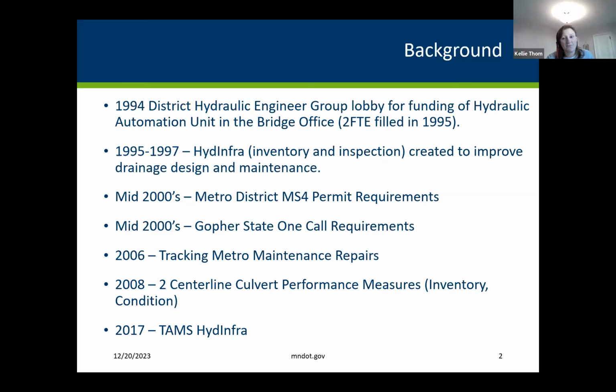In the mid-2000s, HYDINFRA was used to determine where potential underground storm sewer was located for Gopher State One Call. In 2006, we started tracking maintenance repairs made to drainage infrastructure utilizing a data dictionary within our Metro District. Later on, in 2014, we started using a web app to collect this information statewide. In 2008, performance measures were created for condition and inspection for our highway culverts. In 2017, we began the migration of our hydraulic infrastructure database into an agency-wide transportation asset management system. TAMS HYDINFRA represents just 4 asset types out of the 27 asset types that TAMS currently has.